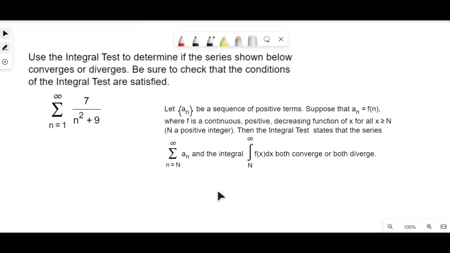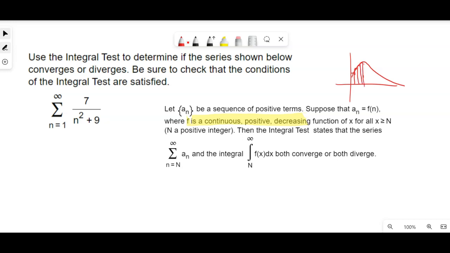From your notes, this is what the integral test says. It says that if, and this is an important thing, f is continuous, positive, and decreasing. It can't have asymptotes, but it has to be decreasing. It could start off increasing, meaning it could go up for a little bit, but then it has to eventually begin decreasing.